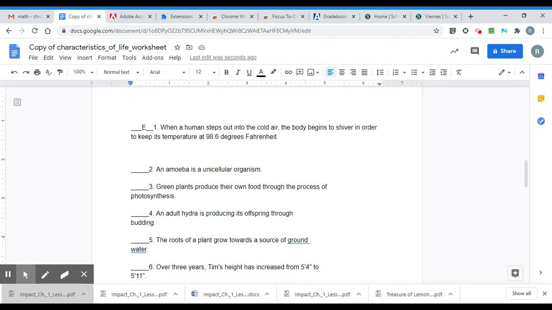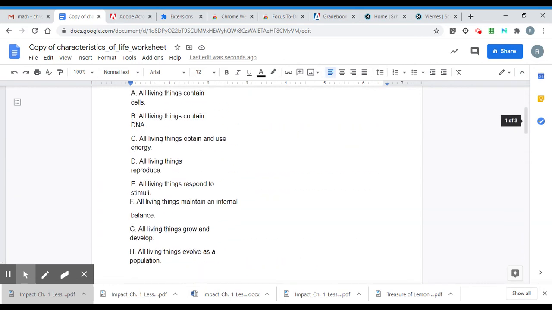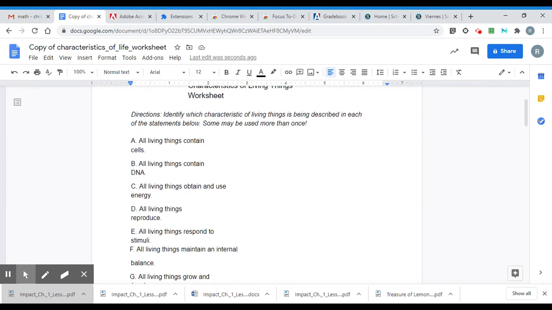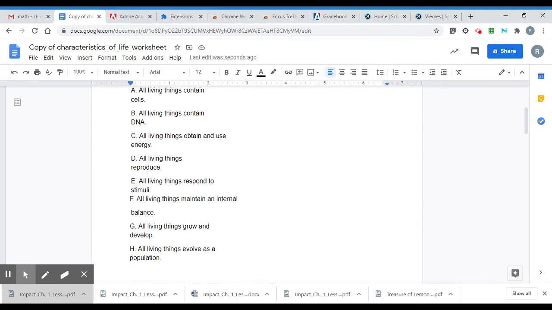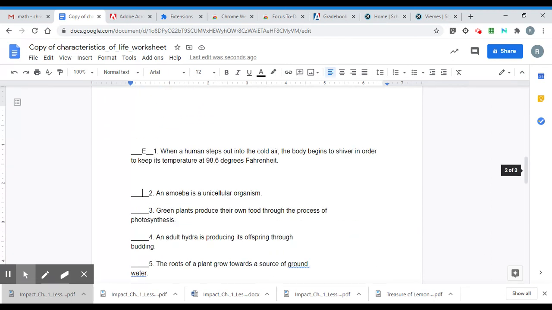An amoeba is a unicellular organism, which means it's a single cell organism. I'm going to go back up to my options here and think, which one applies to this question? Well, we're talking about single cell organisms. It has the word cell in there, so it must be A. All living things contain cells. That's why this amoeba is a living organism.